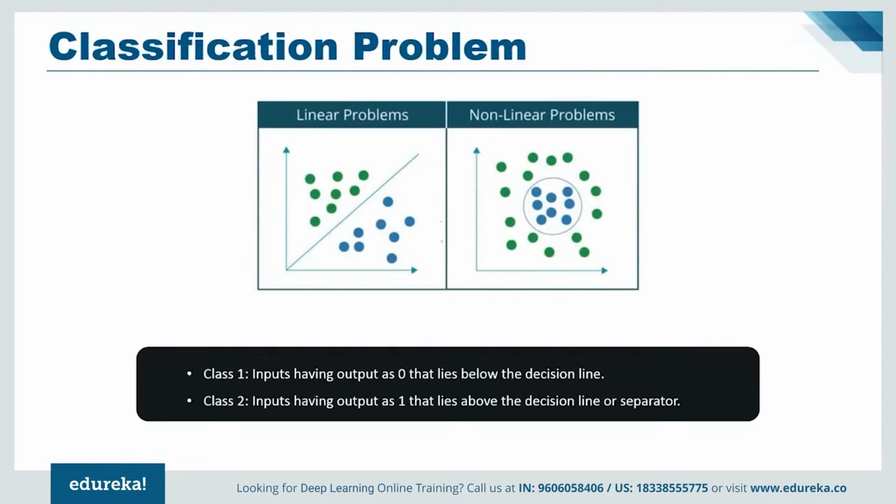Now, one can categorize all kinds of classification problems that can be solved using neural networks into two broad categories. One is linearly separable problems, and the second is non-linearly separable problems. Basically, a problem is said to be linearly separable if you can classify the dataset into two categories or classes using a single line.